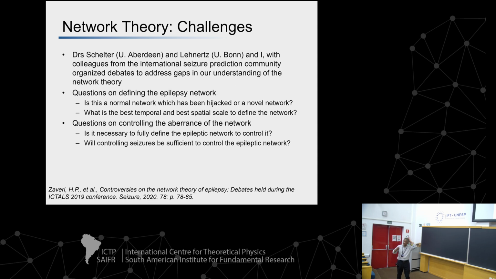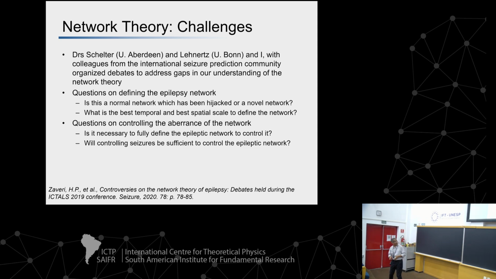So in 2019, with Klaus and Bjorn Schelter, at one of our seizure forecasting meetings, we organized a set of 6 debates. There is a lot of work to be done in the network theory to put it on better footing, and we needed to clarify certain things. So there were 6 debates. 3 of these debates were on aspects to do with defining the epilepsy network. Is this a normal network that has been hijacked during the process of epilepsy, or is this a new network that's being formed as the person develops epilepsy?